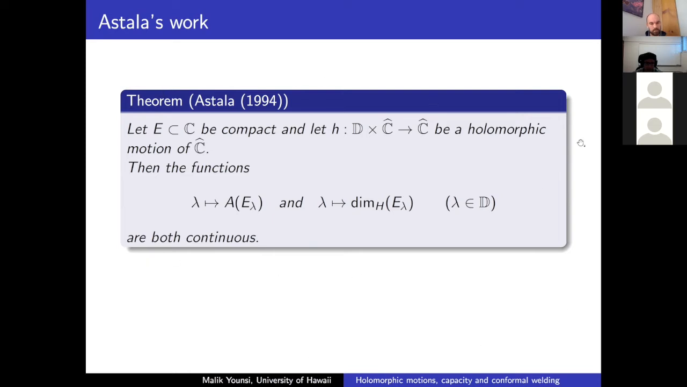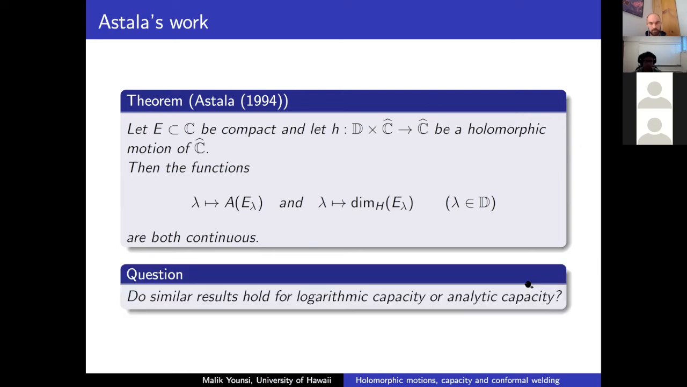So the work I would like to talk about today is whether there is a similar result for two other quantities defined on compact sets, namely logarithmic capacity and also the so-called analytic capacity. Okay? Questions so far? No?